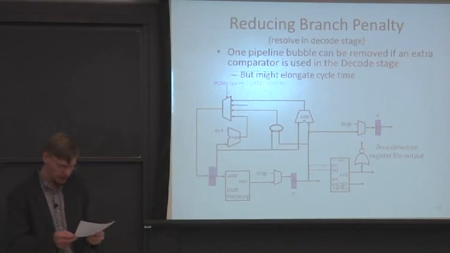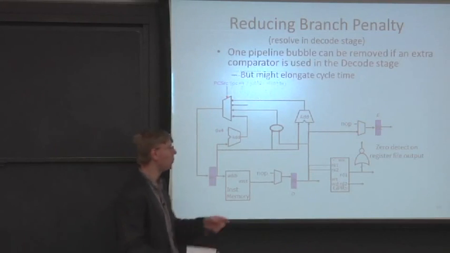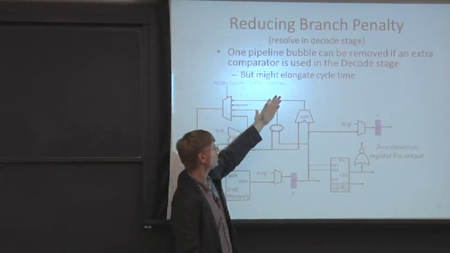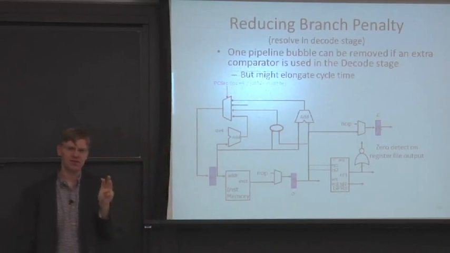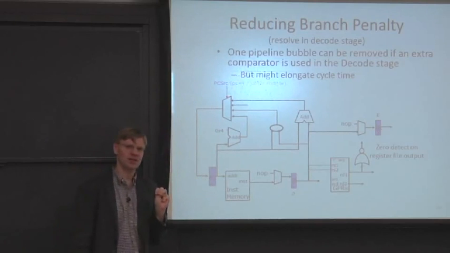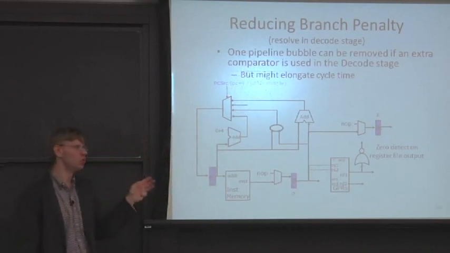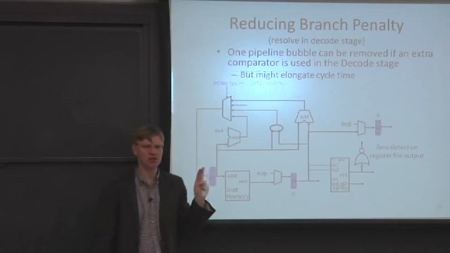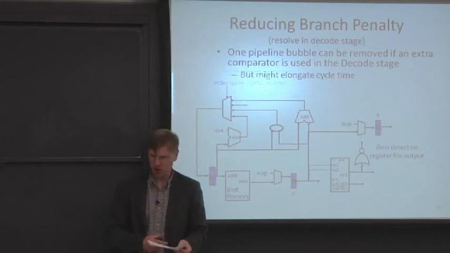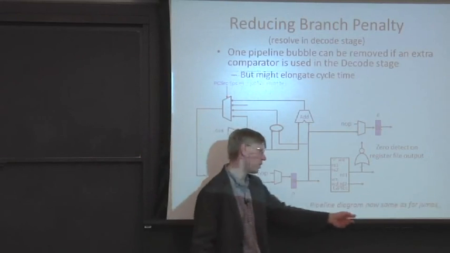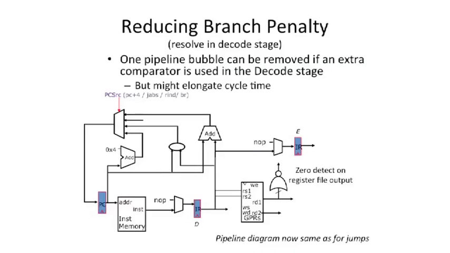So the nice thing about this is that it'll take all your branches and take them from a CPI of 3 when they mispredict or when you misspeculate to 2 cycles, with the same timeline that you had with a jump. So you end up with the exact same pipeline that we had for jumps now.